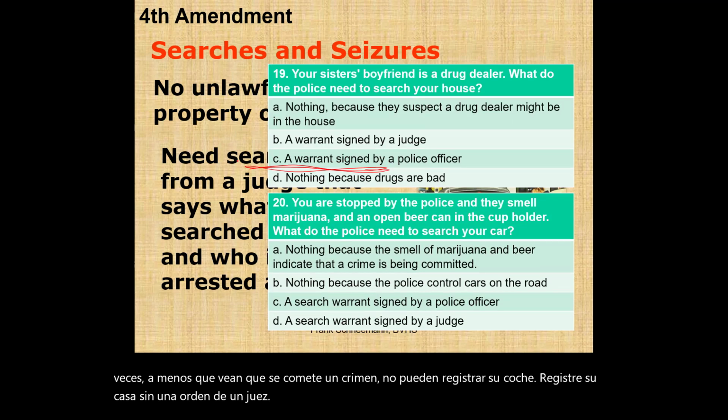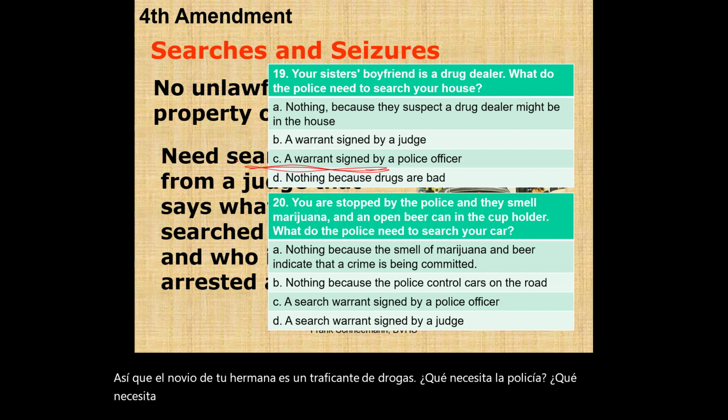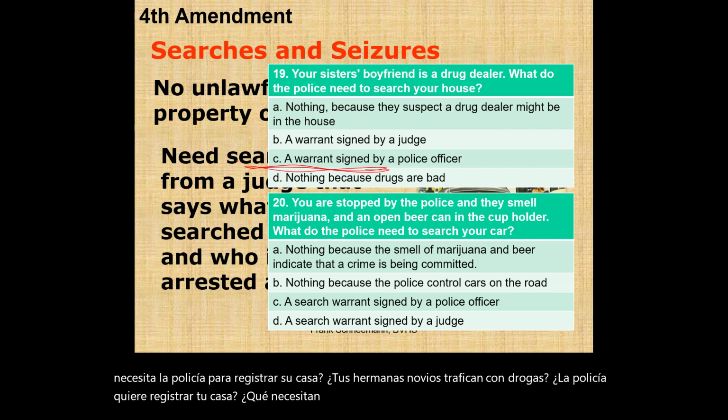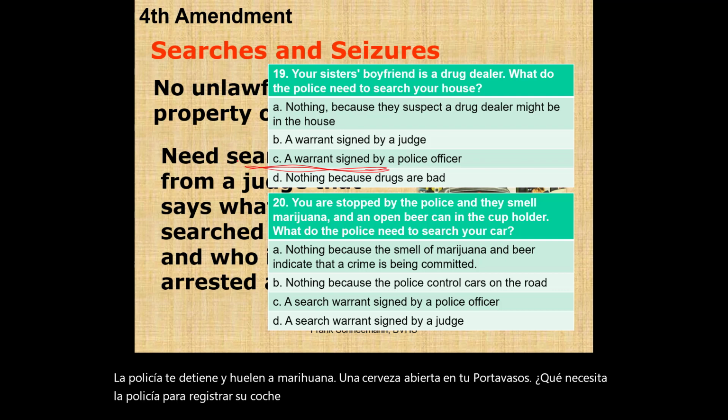So your sister's boyfriend is a drug dealer. The cops want to search your house. What do the police need to search your house? You're stopped by the police and they smell marijuana and an open beer in your cup holder. What do the police need to have there to search your car? Well, I just gave you that answer in the lecture.